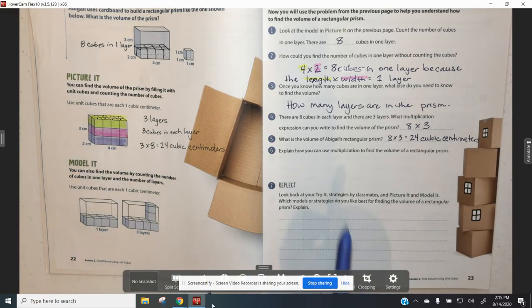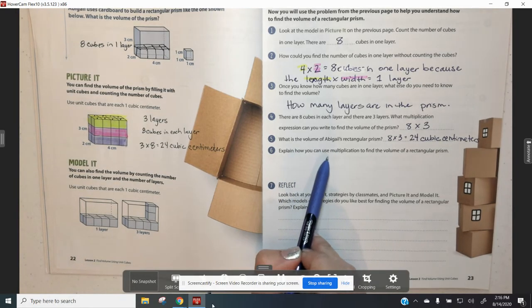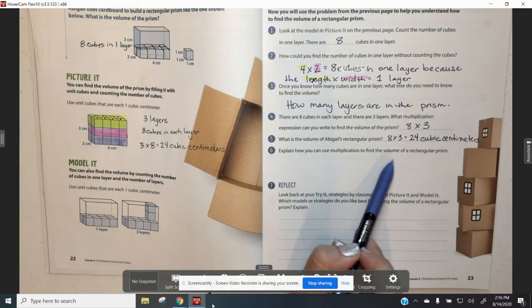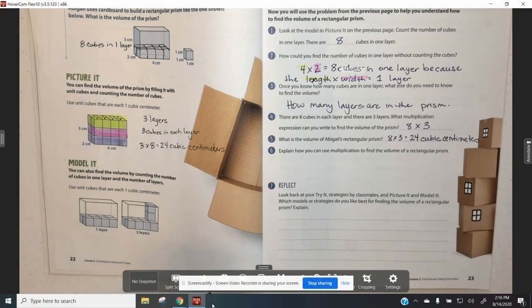Now on your own, I would like you to explain how you can use multiplication to find the volume of a rectangular prism. You can pause it, and then when you come back, I'll tell you what I think, and you can see if you came up with the same idea.